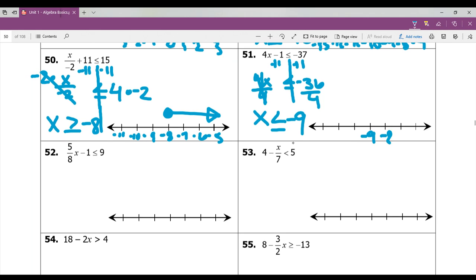Put negative 9 in the middle, negative 8, negative 7, negative 6. Put our dot. We have the equal sign bar, so we're going to close it. And then we shade to the left. Remember, if the variable is first, you shade whichever way this arrow points.